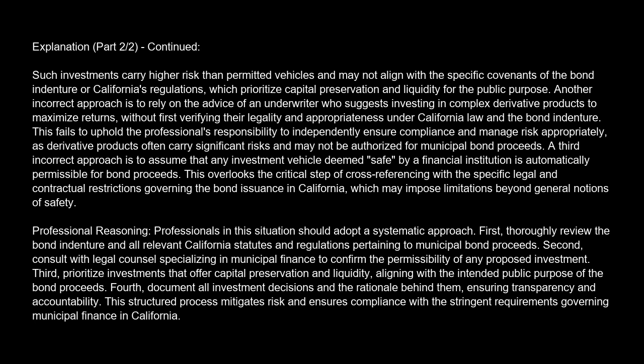Professional reasoning. Professionals in this situation should adopt a systematic approach. First, thoroughly review the bond indenture and all relevant California statutes and regulations pertaining to municipal bond proceeds. Second, consult with legal counsel specializing in municipal finance to confirm the permissibility of any proposed investment. Third, prioritize investments that offer capital preservation and liquidity, aligning with the intended public purpose of the bond proceeds. Fourth, document all investment decisions and the rationale behind them, ensuring transparency and accountability. This structured process mitigates risk and ensures compliance with the stringent requirements governing municipal finance in California.